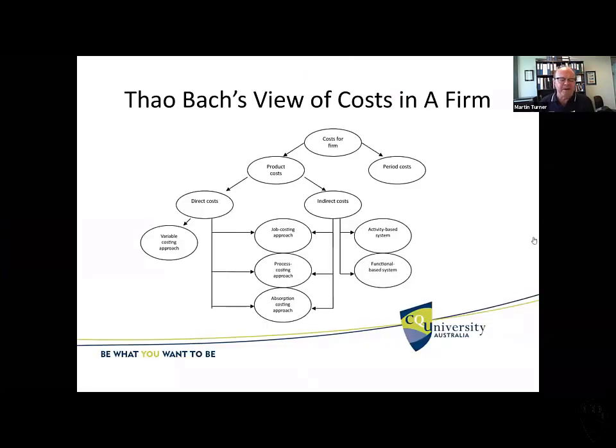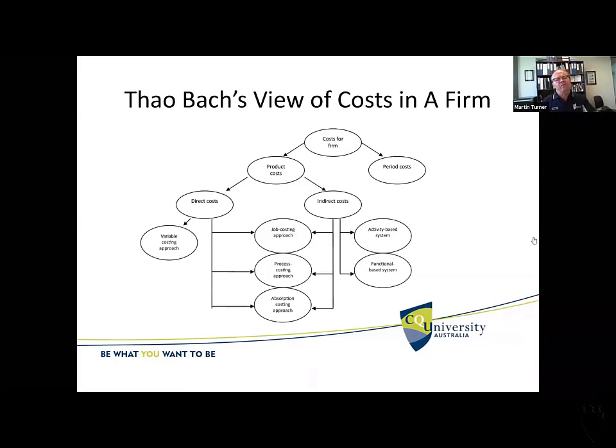Thao Bach's view of costs in a firm. Thao studied this subject a long time ago in first year accounting, probably 12 or 13 years ago. And when she read chapter 6 of the study guide, she thought to herself, there's all these different costs everywhere. I'm going to do a bit of a chart to try and make sense of them. Thao was trying to understand for herself how all these cost concepts fitted together. And so she came up with this chart.